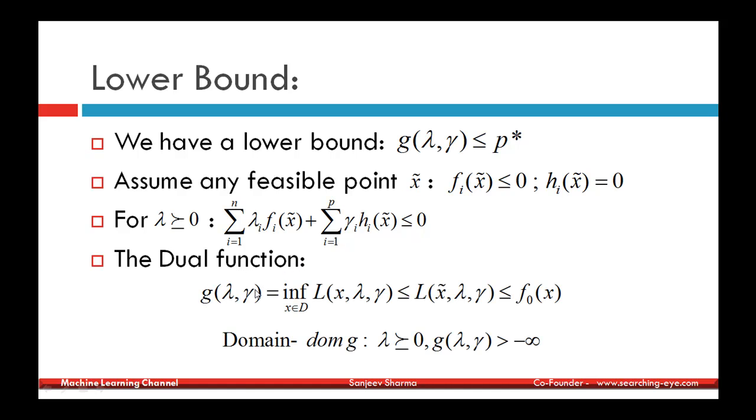So the dual function g of lambda comma gamma is the infimum of L of x comma lambda comma gamma over x belonging to the domain of the function, which will always be less than this value. And if we assume any x tilde which satisfies this constraint, then obviously the infimum value over all x is always going to be less than or equal to any feasible x, and which is always less than f naught of x.